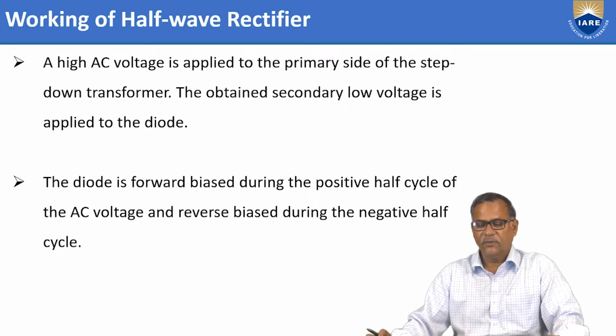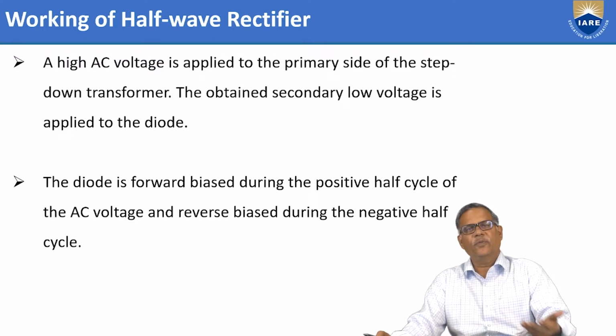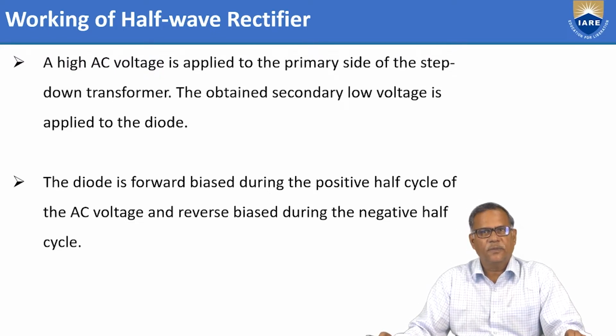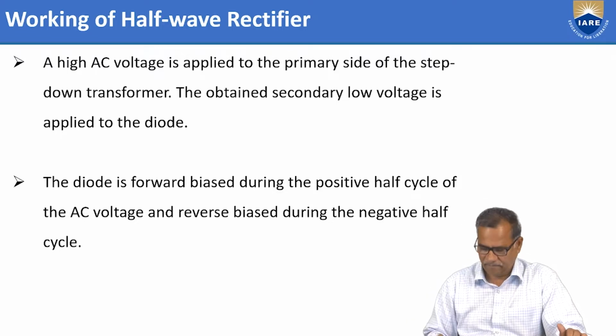So when a high AC voltage is applied to the primary side of the step-down transformer, the obtained secondary low voltage is applied to the diode. The diode is forward biased during the positive half cycle of the AC voltage and it is reverse biased during the negative half cycle.